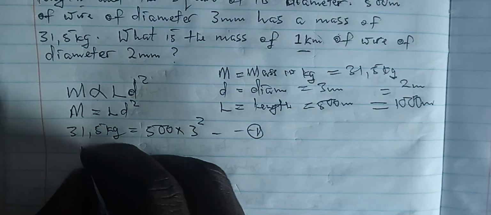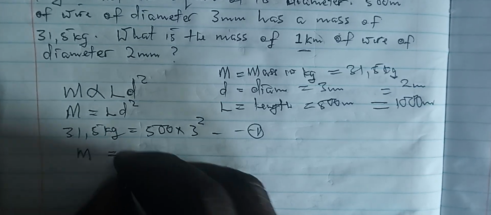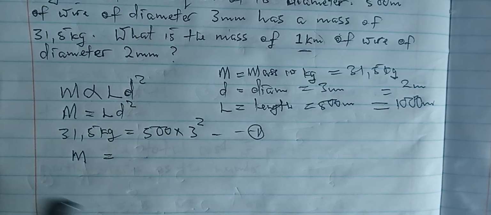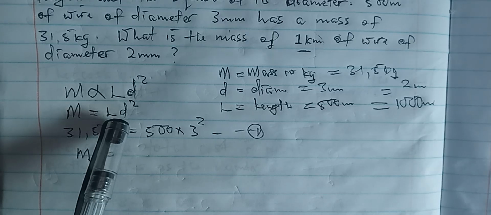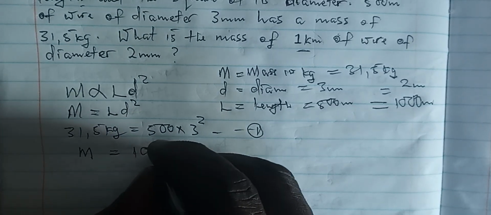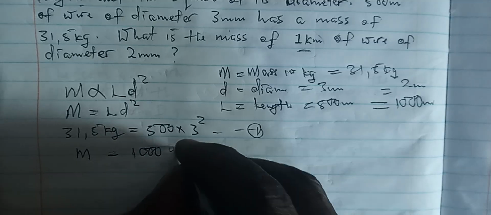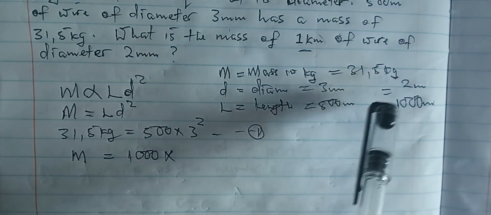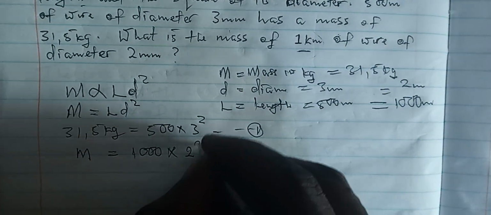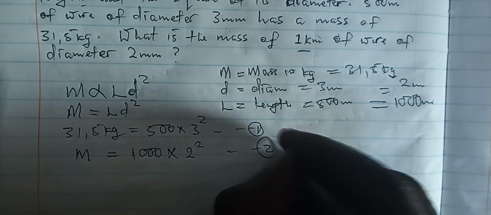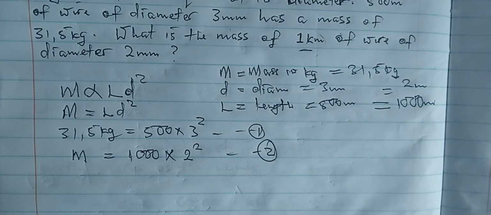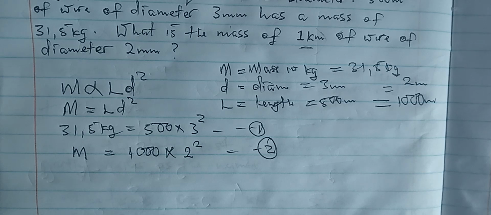So if we say M is equal to, we are going to take this equation as well. What is the length? We've got 1000 meters multiplied by what is the diameter? 2 squared. This is going to make our second equation in order for us to answer the question.